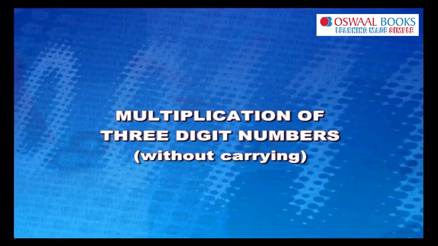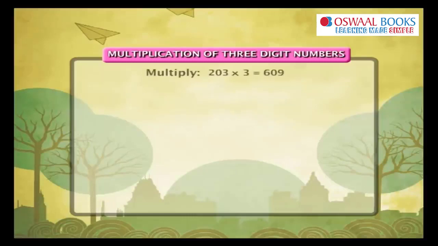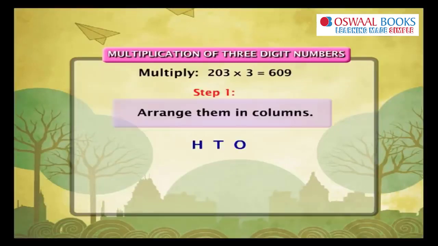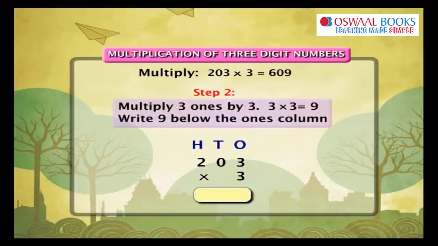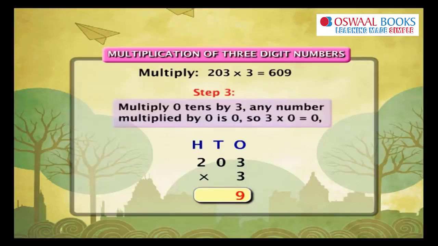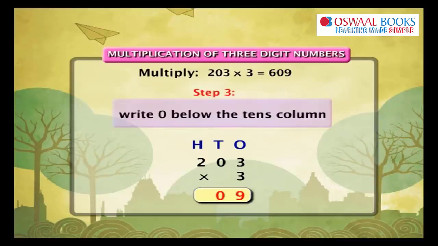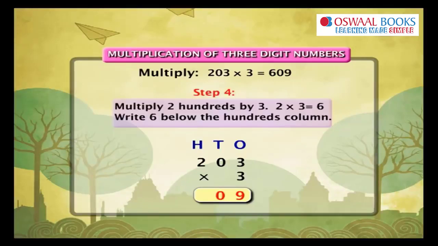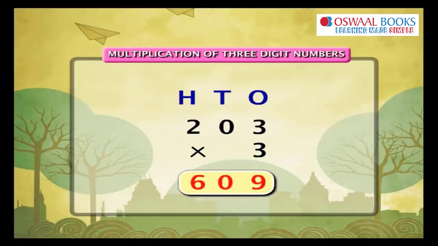Multiplication of three-digit numbers without carrying. Example, multiply 203 by 3. Arrange them in columns. Multiply 3 ones by 3. 3 into 3 is equal to 9. Write 9 below the ones column. Multiply 0 tens by 3. Any number multiplied by 0 is 0. So, 3 into 0 is equal to 0. Write 0 below the tens column. Multiply 2 hundreds by 3. 2 into 3 is equal to 6. Write 6 below the hundreds column. Thus, 203 into 3 is equal to 609.